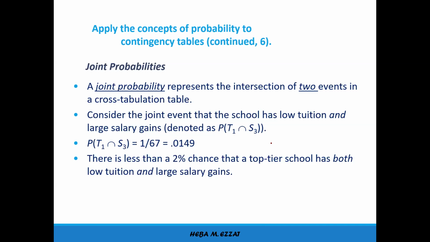So for the interpretation, we have here that there is less than a 2% chance that a top tier school has both low tuition and large salary gains.